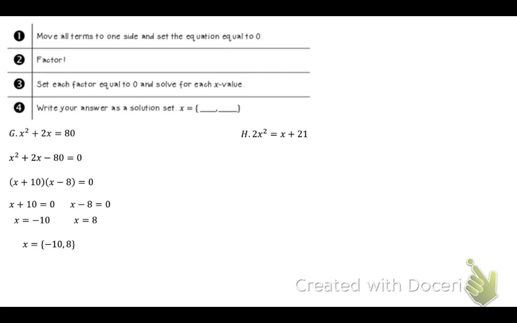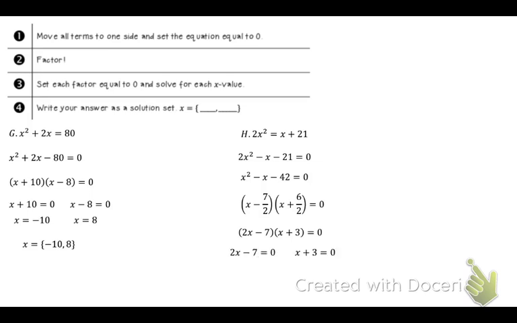This one, set it equal to 0, so we're going to subtract the x, subtract the 21. We have to use slip and slide here, so 2 times 21 is 42. See what multiplies to be negative 42, adds to be negative 1. It's negative 7 and 6. Divide by that 2. So that one you get 2x minus 7. Here you get x plus 3. So 2x minus 7 equals 0, x plus 3 equals 0. So that means x equals 7/2 because you can add the 7, divide by 2, and x equals negative 3.